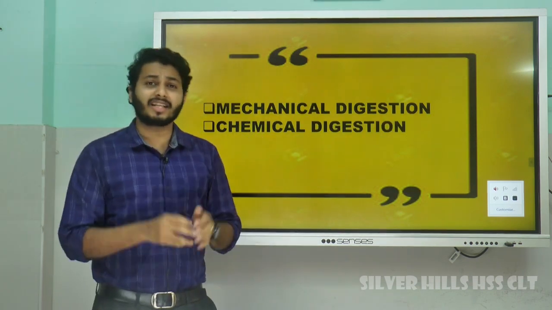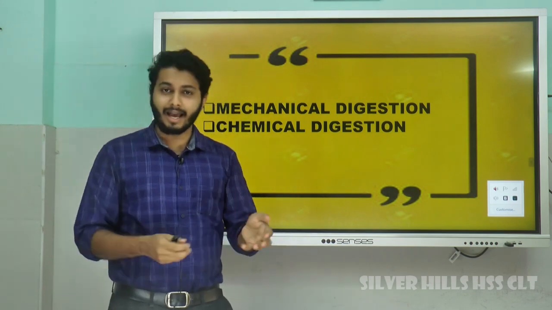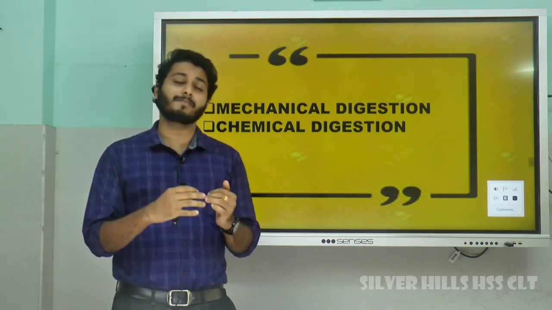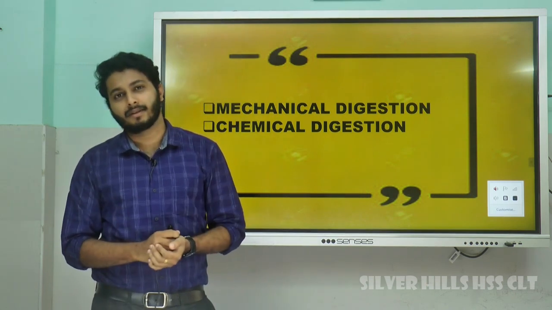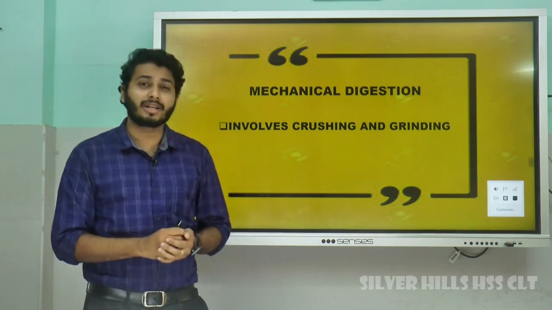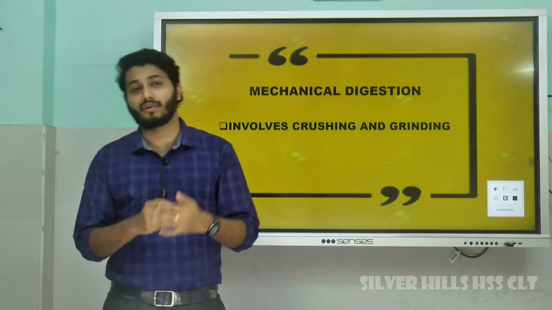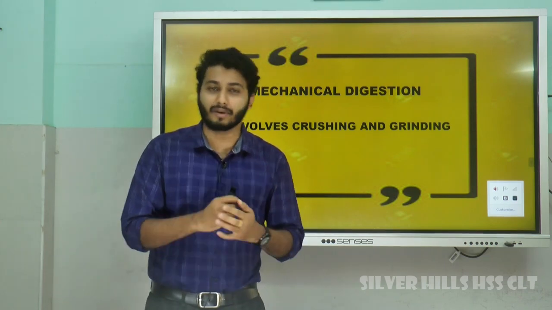We can broadly classify digestion into two: mechanical digestion and chemical digestion. So let me explain mechanical digestion and chemical digestion in detail. Mechanical digestion is the digestion in which crushing and grinding is involved.